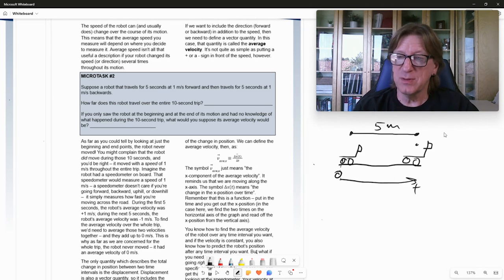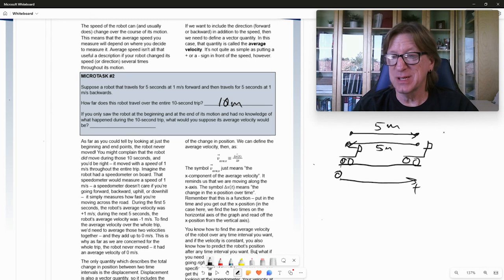But then it traveled backwards, which we now know is in the negative direction. So it moved this way and then this way. So it moved in the positive direction, then it moved in the negative direction. And it still went for 5 seconds at the same speed. So it went 5 meters. So how far did the robot actually travel? What was its distance? Scalar does not involve the direction at all. That's going to be 10 meters. If you think about that distance, it drained its battery 10 meters' worth, right? Because it actually had to drive all the way up here and then drive all the way back.